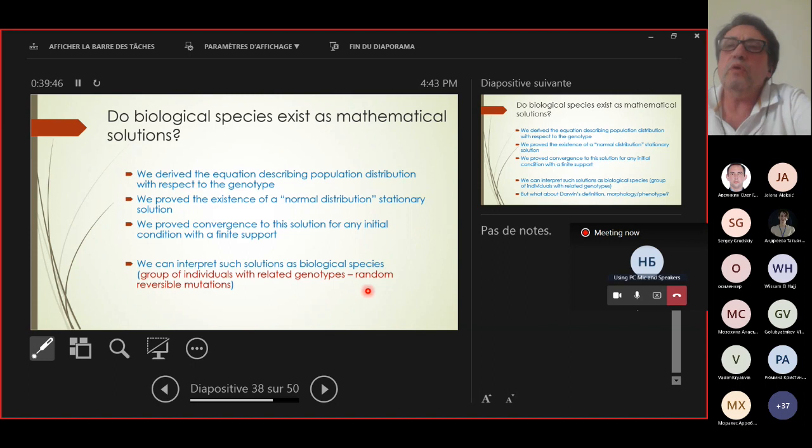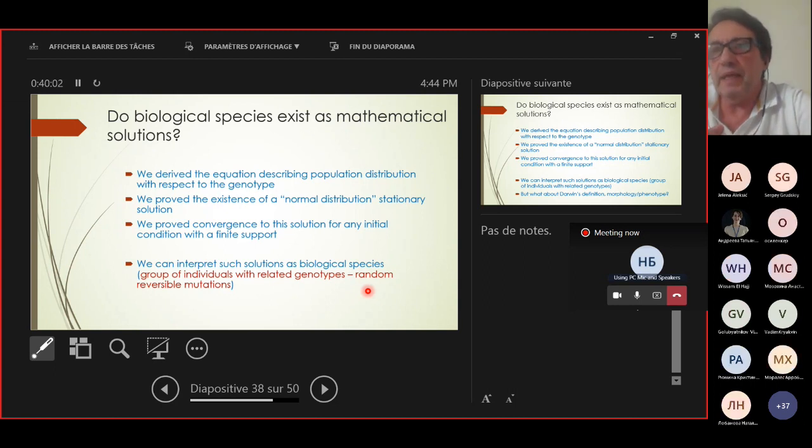So, of course, again, we should separate here strict mathematical results and interpretations. What I discuss now, these are interpretations, and interpretations, of course, not very precise. But still, if we interpret biological species as these genotypes considered as sequences of letters, and if we allow them these random reversible mutations, then we understand biological species in this sense, and then we obtain this model and the corresponding solutions.